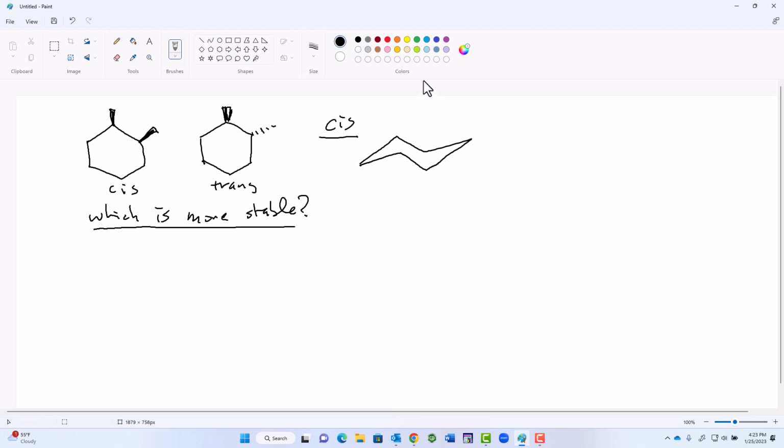Okay. These are both up. So I'm going to draw one up. I'm going to call it axial. And you could start anywhere around this ring. I just like starting at this corner. This is going to be up. And then this is going to be up as well. And we can make sure that we're doing this correctly by drawing in the other bond.